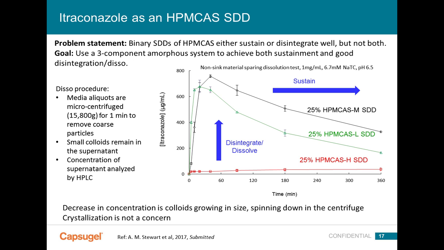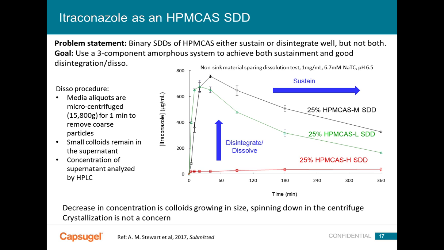On the right, you see the results of that material-sparing dissolution test, where we have SDDs formulated with the 3 different grades of HPMCAS. And what we can see here is that in red, the HPMCAS-H SDD doesn't have a very good dissolution rate, but it doesn't have a problem with sustainment. On the other hand, the more hydrophilic grades of HPMCAS have very good dissolution rate, but poor sustainment.